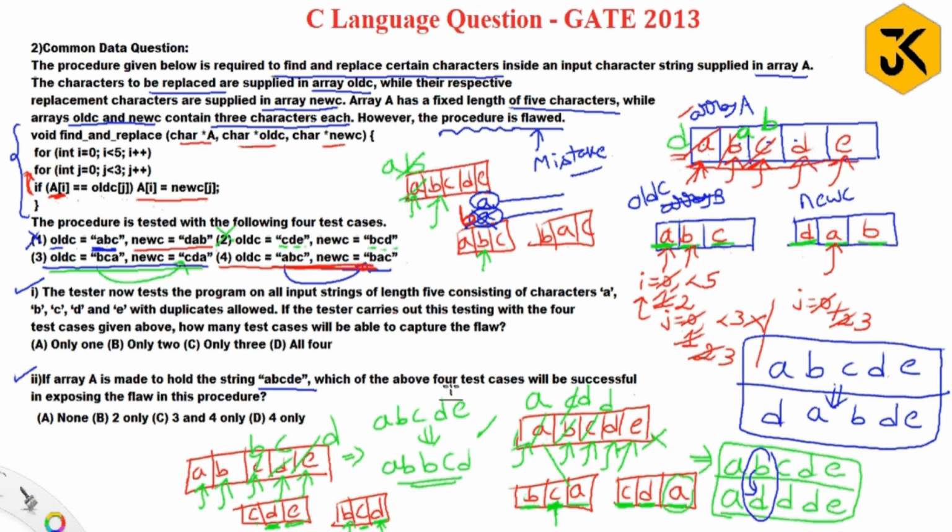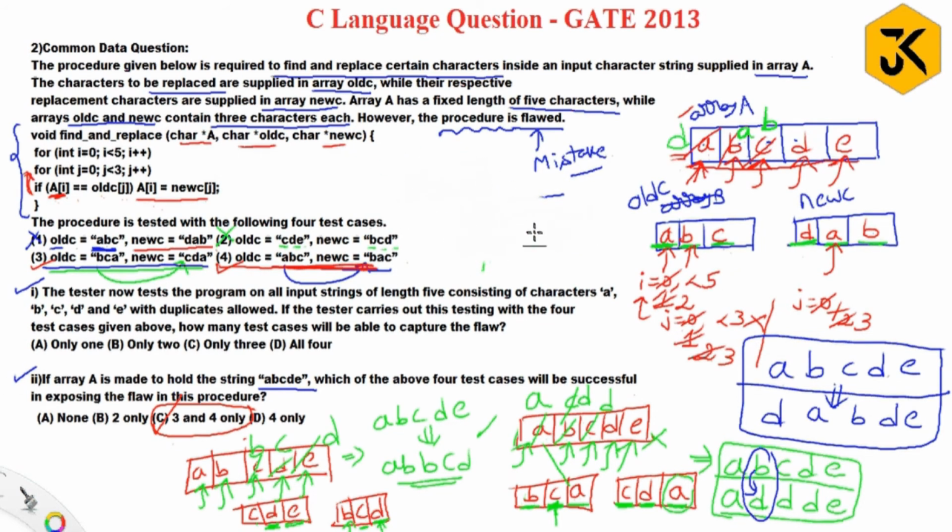So how many test cases are going to identify the flaw? Two test cases. One is option 3, another one is option 4. So whichever the answer is there, that is the correct answer. So option C: only option 3 and option 4 will identify a flaw in this code according to the given requirement. Okay. Now you can easily understand the first question.